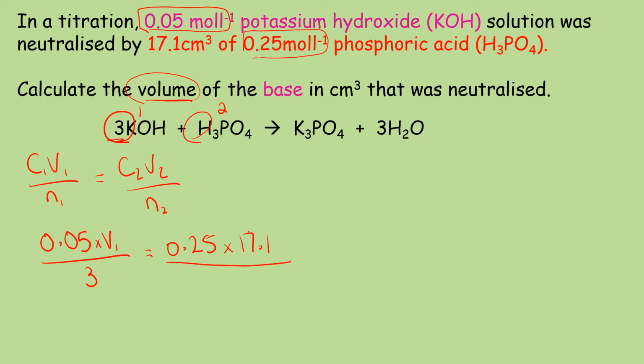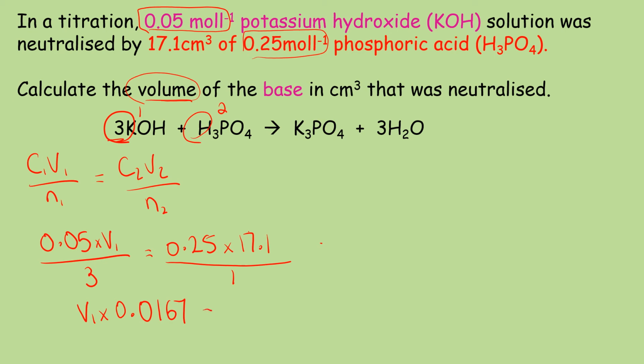And our balancing number in front of it is a 1. So we can simplify things down again. So we've got V1 multiplied by, now this time what we've got is 0.05 divided by 3. So what we need to do is work out what that is as a number. So 0.05 divided by 3, okay, is 0.016 recurring, so 66666. So we'll just call it 0.0167.